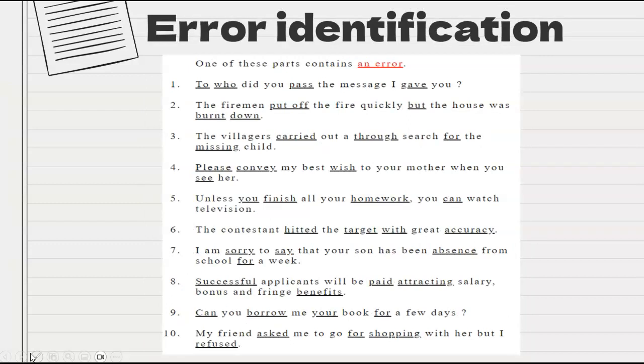The next one is the same indication. One of these parts contains an error. So tell me which is the error, because all of them have an error. And as always, write down the whole sentences and tell me which is the error.